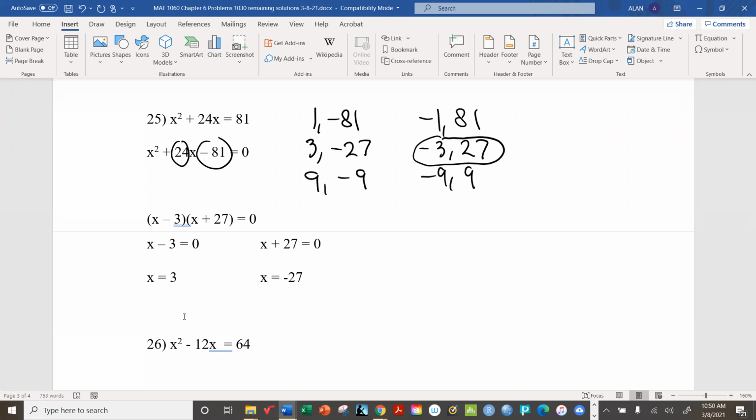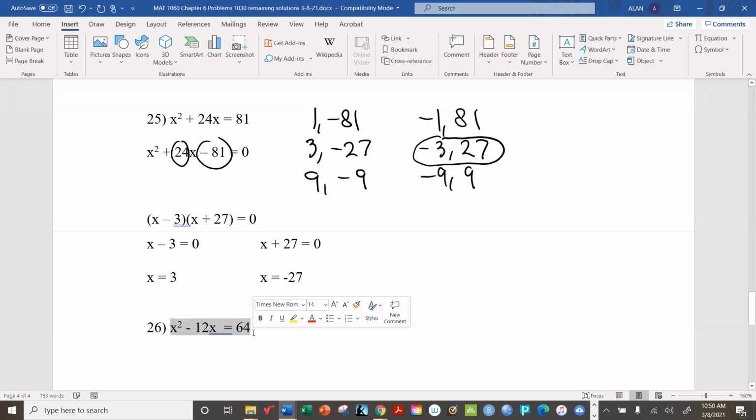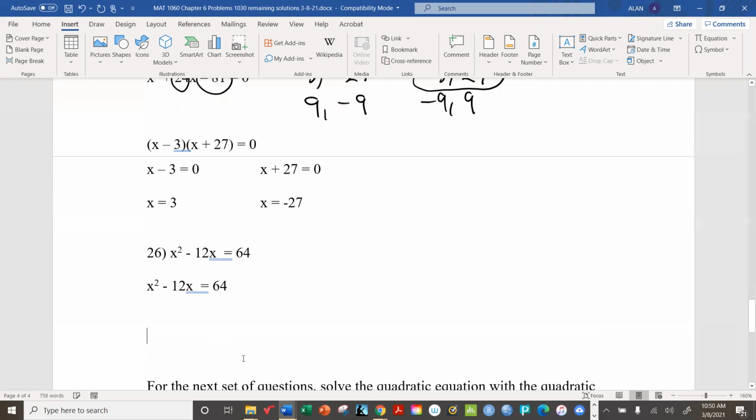All right, and so they would be, let's try. First of all, it has to be rewritten a little bit. So what I want to do is subtract 64 from both sides, and I'm all set. And once again, I need a couple of integers whose product is negative 64, but whose sum is negative 12. All right, let's try a few.